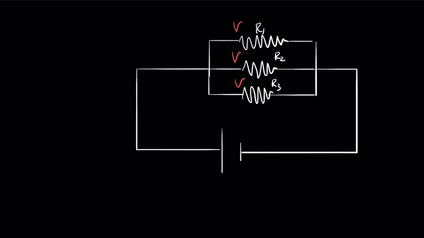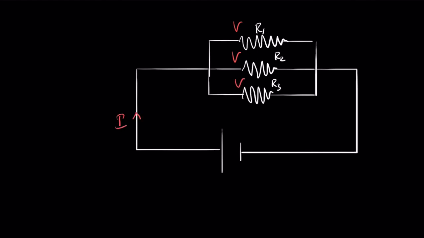So let's say we have this diagram here. Let's say I have three resistors now in place of two resistors. So we have R1, R2 and R3. Remember that the voltage across them is the same. So V, V and V.